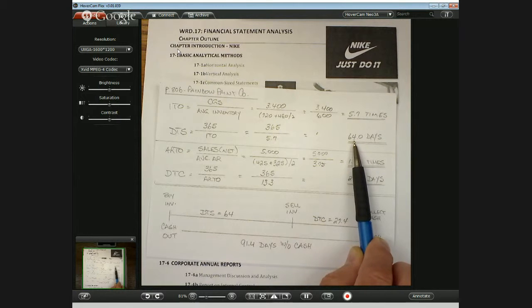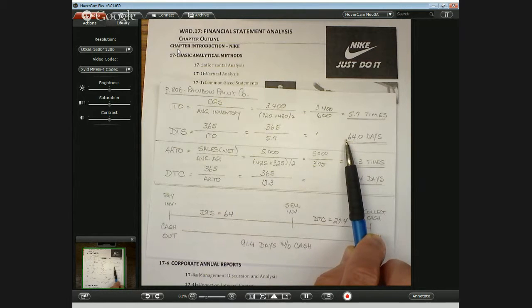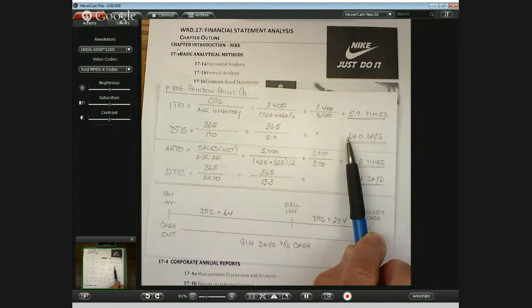This Rainbow Paint Company takes on average 2 months to sell its inventory. So that means that this business is strapped with carrying and feeding its inventory for about 2 months before it can push it into the customer's hands. The shorter the time span, the better the company managers like it.